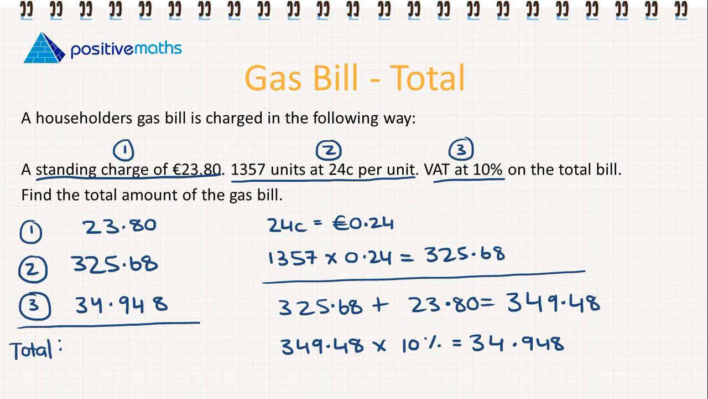Okay, now we have our standing charge, the price we're paying for our units, and our VAT, so we find the total of these three amounts. And we get 384.428. Okay, two things then before we really finish the question. We have to look at our units, so this is money, so it's euro, so we have 384. And whenever we're dealing with money, we always round to two places. So it's going to be 43 cents. So this is our total.